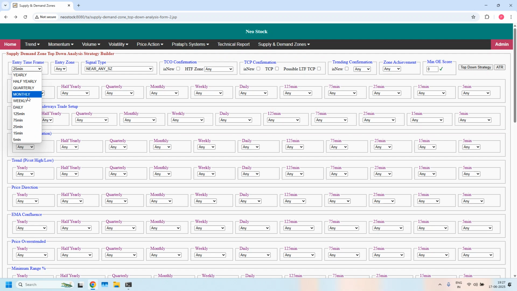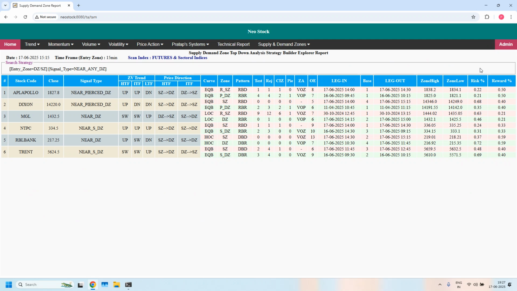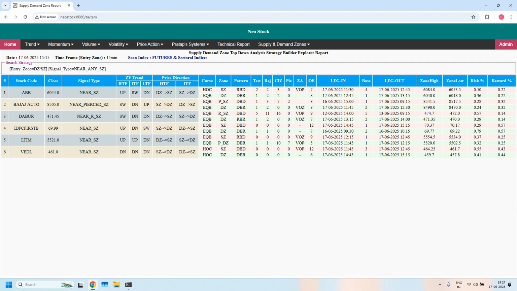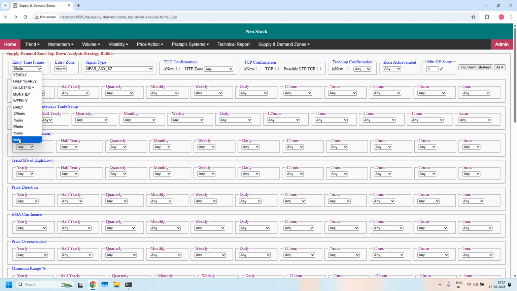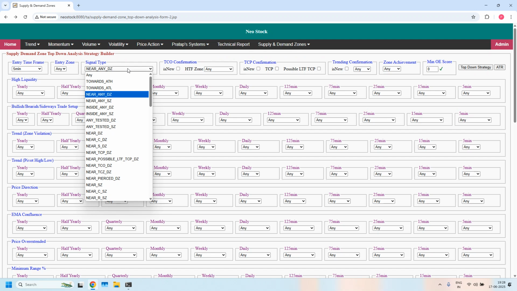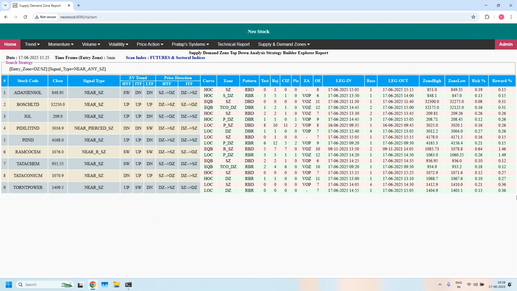Next time frame is 15 minutes. Stocks near to the 15 minutes demand zone, we got 6 stocks. Next, stocks near to the 15 minute supply zone, we got 6 stocks. Next time frame is 5 minutes. Stocks near to the 5 minutes demand zone, we got 6 stocks. Next, stocks near to the 5 minute supply zone, we got 9 stocks.